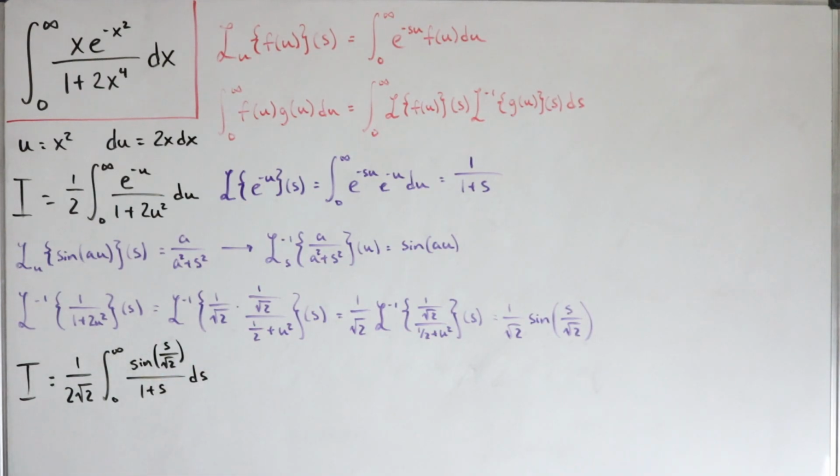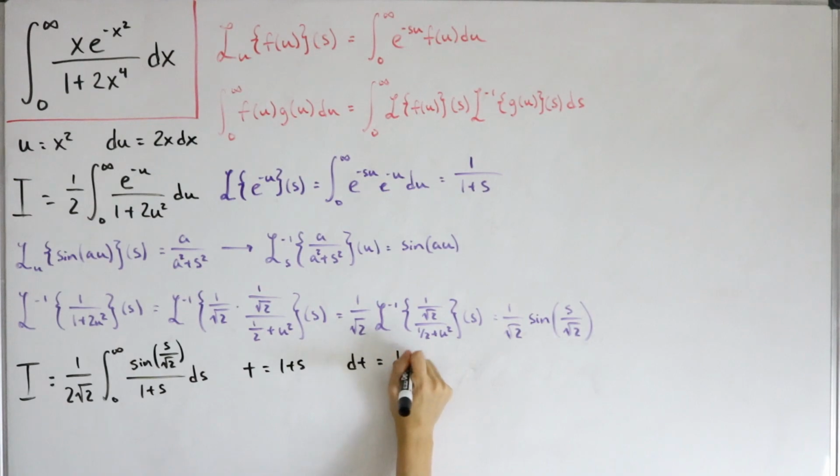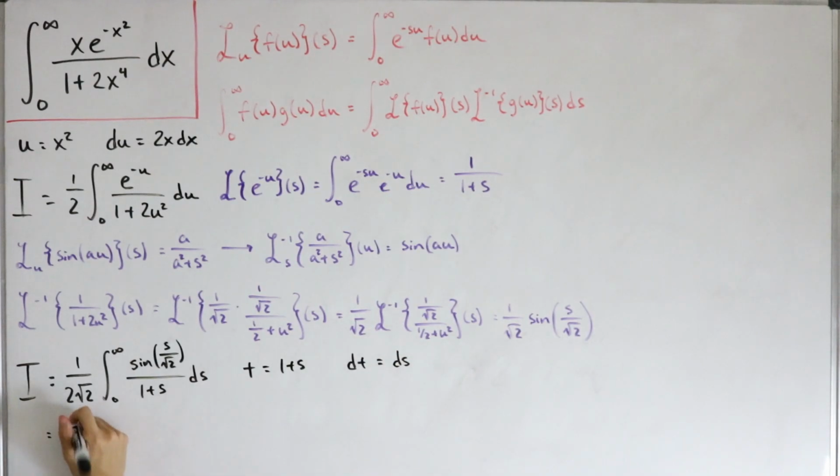Where do we go from here? Why don't we take another u-substitution? We'll let t be the new variable, t equals 1 plus s, so dt equals ds. That comes down to our simplification for the u-sub. We have 1 divided by 2 times the square root of 2, and then we plug in our bounds: infinity on the top, and if I plug in 0, I have 1 on the lower bound.